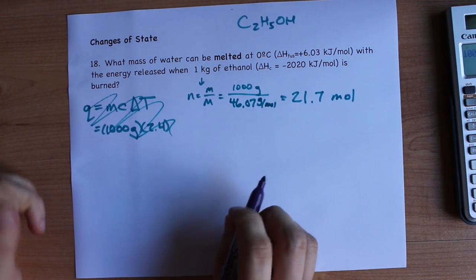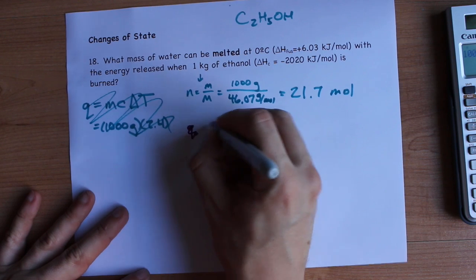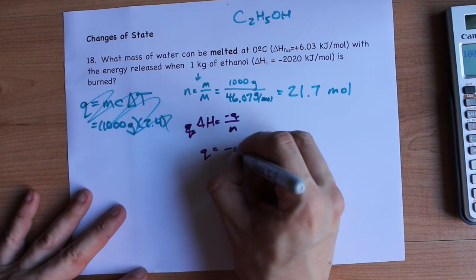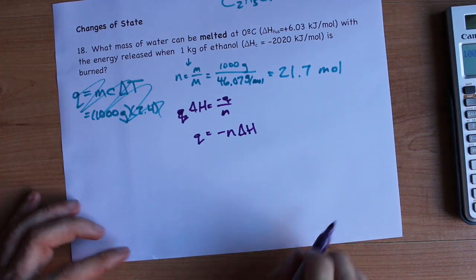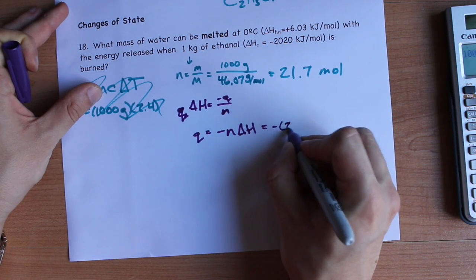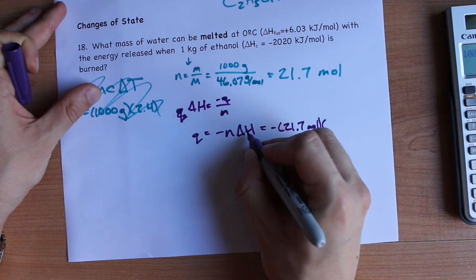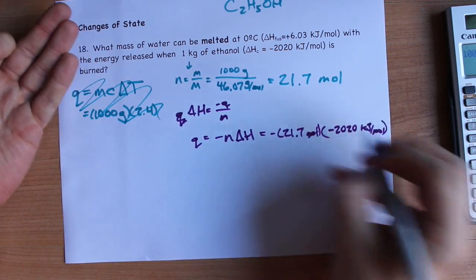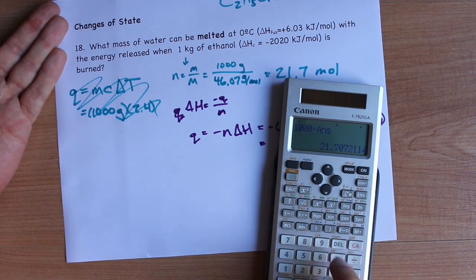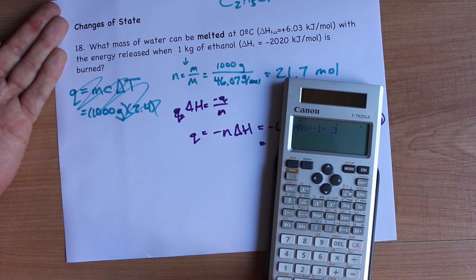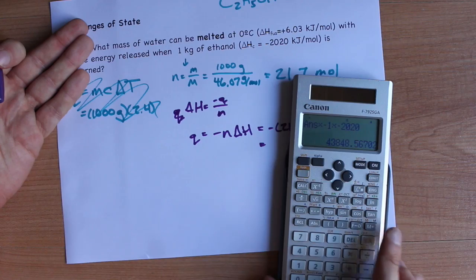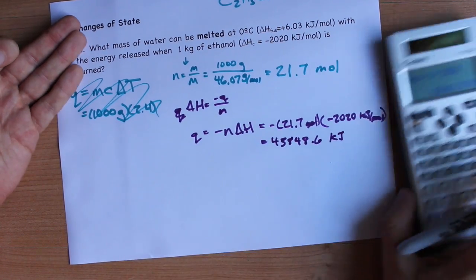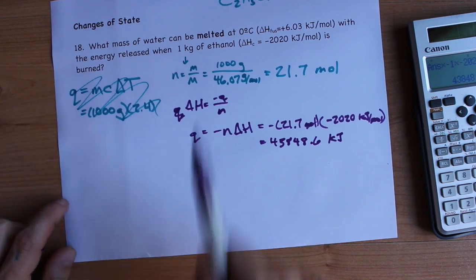The amount of heat released when we burn that, if we know that delta H equals negative Q over N, then we can get Q equals negative N times delta H for a particular reaction. The N here is the number of moles, that's 21.7, and the delta H we were given, it's negative 2020 kilojoules per mole. The per moles are going to cancel out, and the answer I get is going to be in kilojoules. This is ideal. That is times negative 1 for the initial negative, times negative 2020. That gives me 43848.6 kilojoules. That's quite a lot of energy, but we are burning a full kilogram of this alcohol.